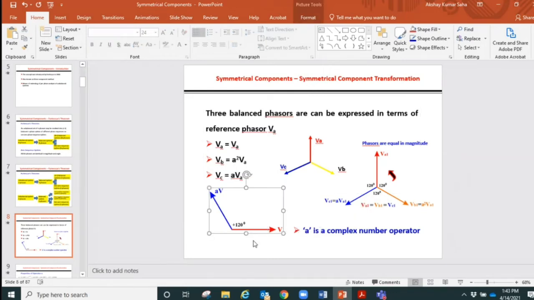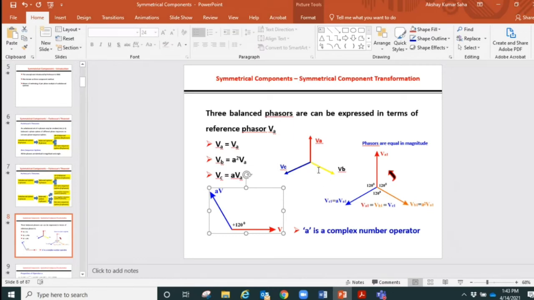Let's say we have a voltage V, which is a phasor. Its magnitude is V, and its angle is 0 degrees at the moment because it's horizontal to the x-axis. If we apply the operator a onto this voltage vector V, it will be shifted by 120 degrees counterclockwise, and it will become aV, small aV. And what is the value of a? We'll come to that one.